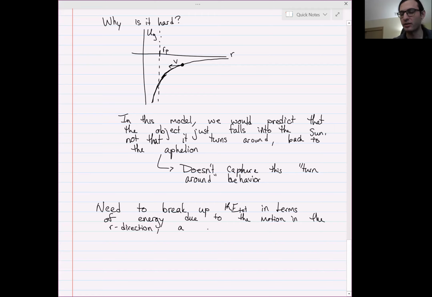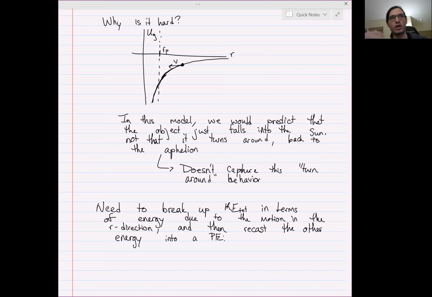And then we need to recast the other components of the kinetic energy into a potential energy. Because an energy diagram can only handle motion that's along the horizontal axis, so in the r direction in this case, anything else that depends on motion in any other direction has to be shoved off and accounted for in a different way.